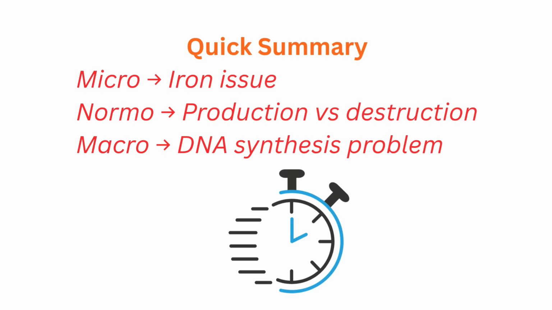Quick recap. Microcytic means iron problems, normocytic means production versus destruction, and macrocytic means DNA synthesis problems. If you understand this framework, anemia becomes easy. In the next video, we'll go deeper into iron deficiency anemia with clinical cases and USMLE traps.